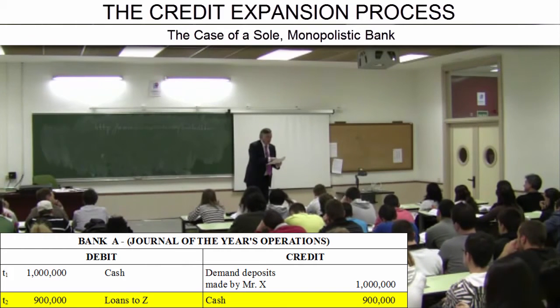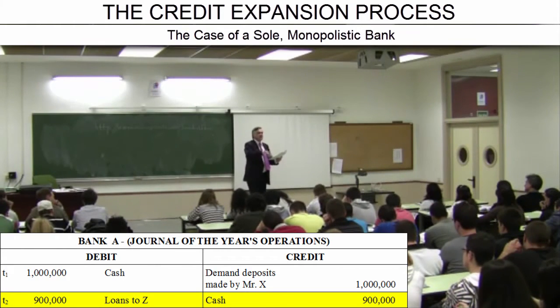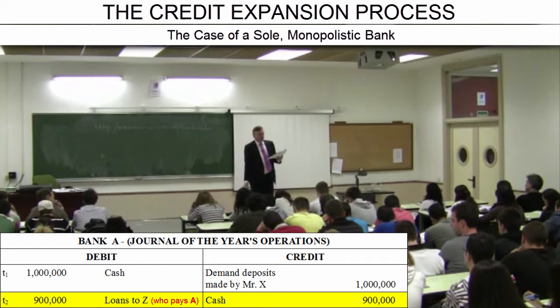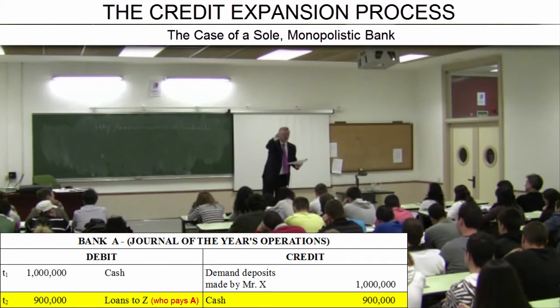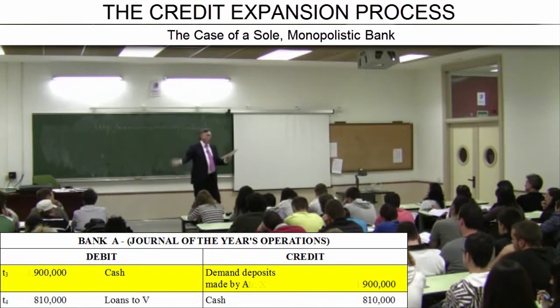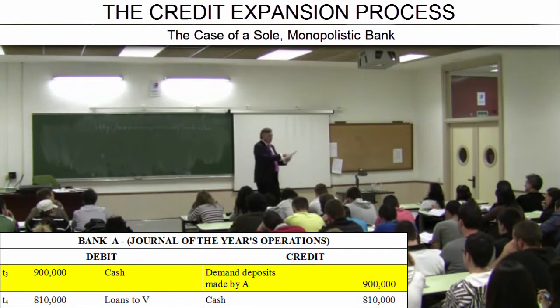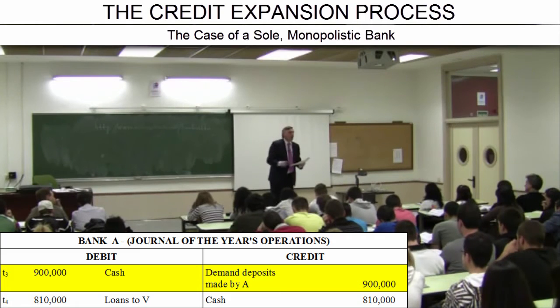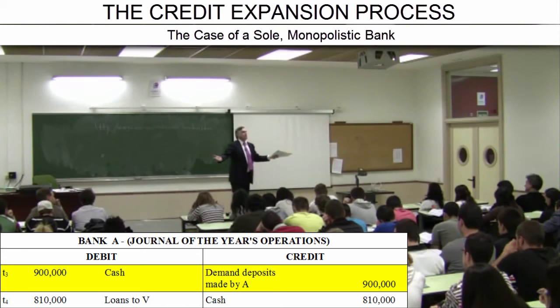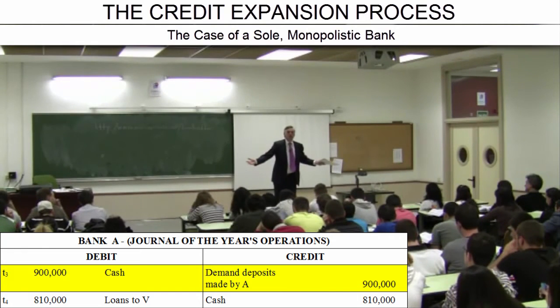Cash 900,000. 900,000 comes out of the bank's vault, and Z pays a number of people a total of 900,000 euros. But because Bank A is the only bank, and thus monopolistic, everyone who receives part of the 900,000 euros deposits the money received back in Bank A, and that is what happens at moment T3. The entry made is 900,000 cash. Demand deposits made by A, 900,000.